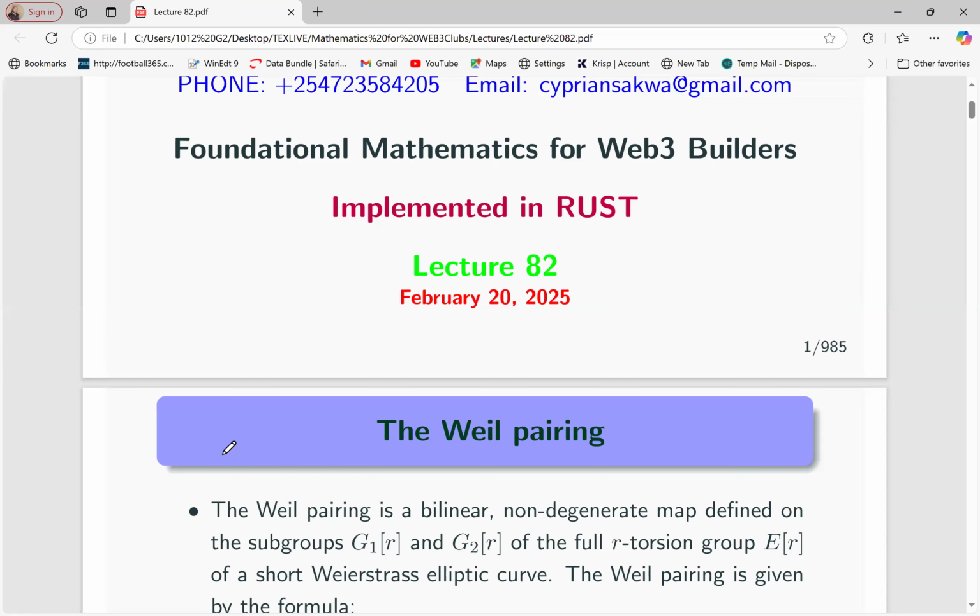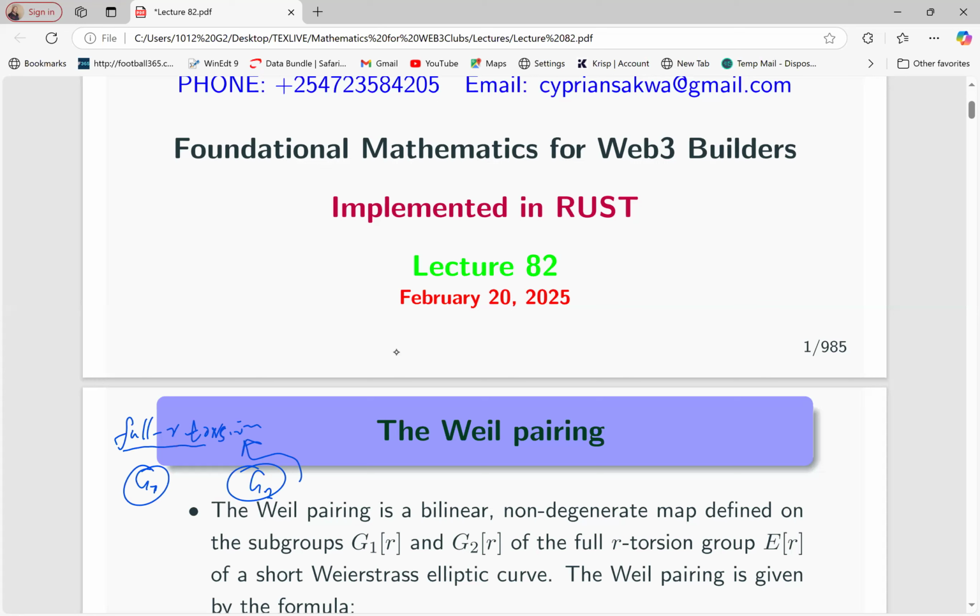Now, again, just a reminder of what pairing groups were. Of course, we'll be using them. We talked of pairing group G1. We also talked of pairing group G2. And before this, we had talked of a group which we call the full R-torsion group. Now, these two groups, we then agreed would be subgroups of this group.